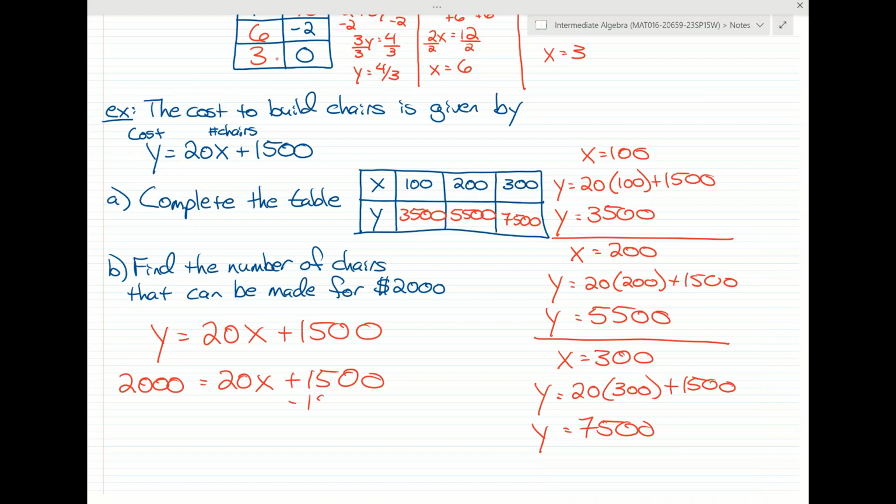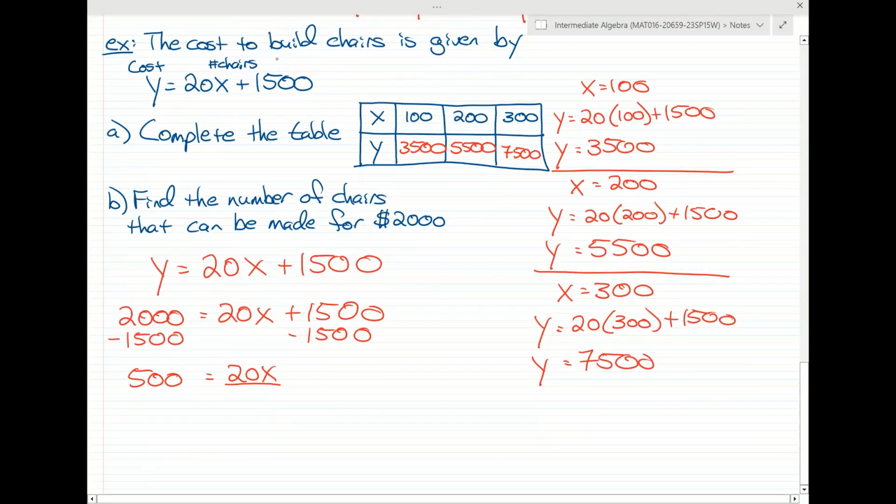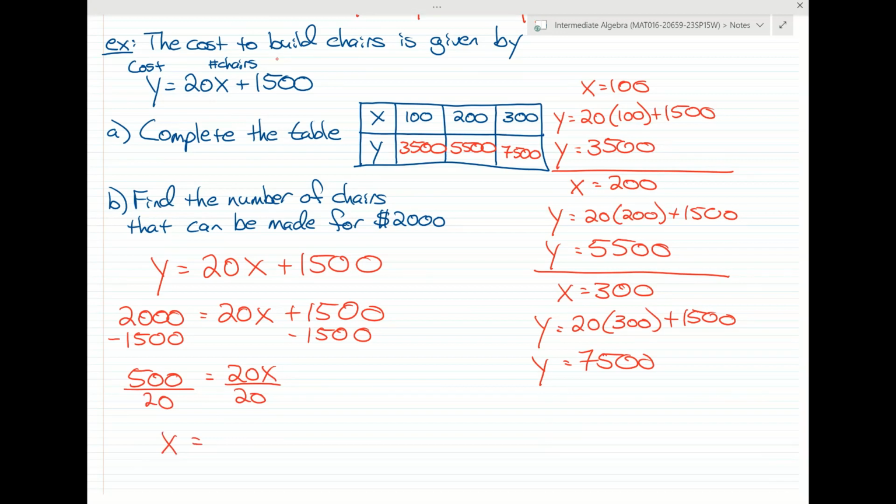So subtracting 1500 because we want to get x by itself. And dividing by 20. We get x is 25.